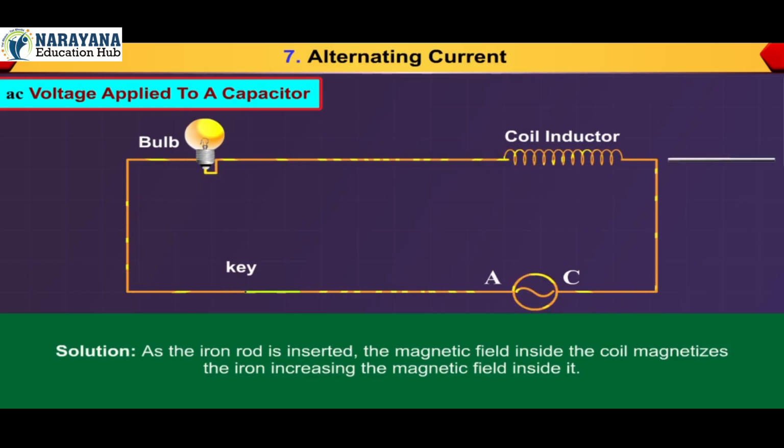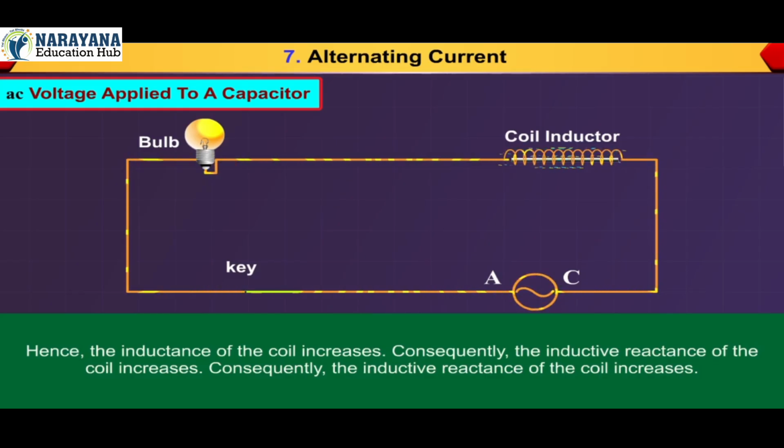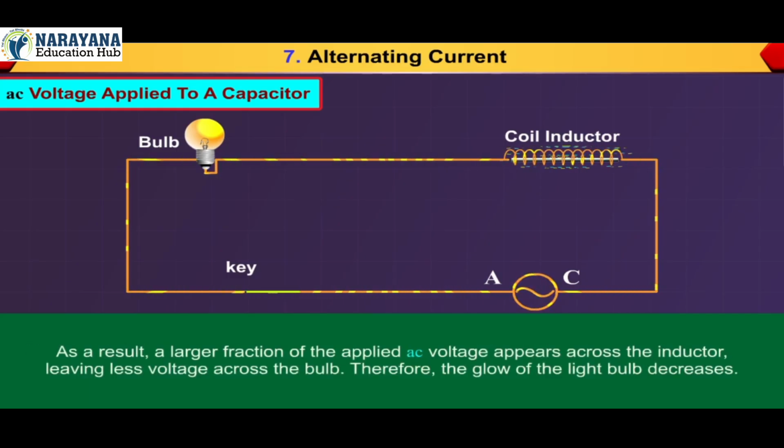Solution. As the iron rod is inserted, the magnetic field inside the coil magnetizes the iron, increasing the magnetic field inside it. Hence, the inductance of the coil increases. Consequently, the inductive reactance of the coil increases. As a result, a large fraction of the applied AC voltage appears across the inductor, leaving less voltage across the bulb. Therefore, the glow of the light bulb decreases.